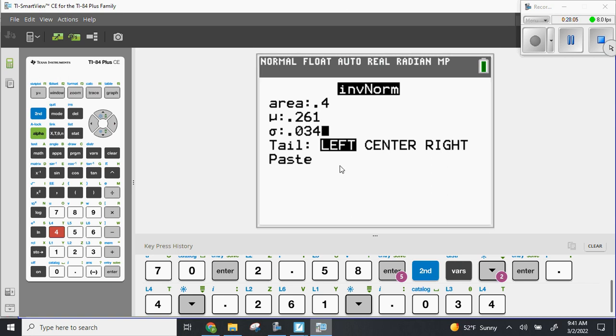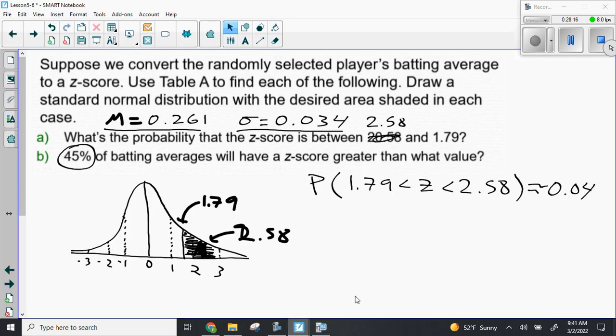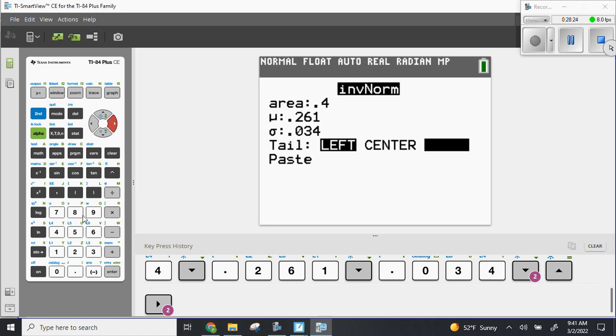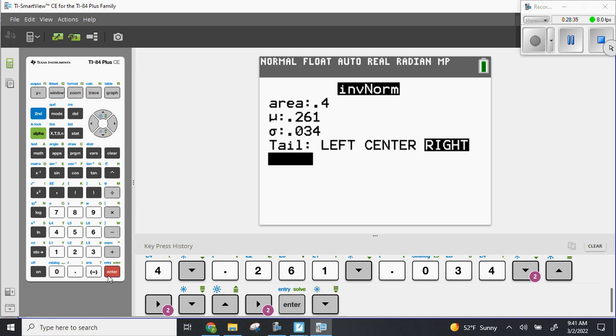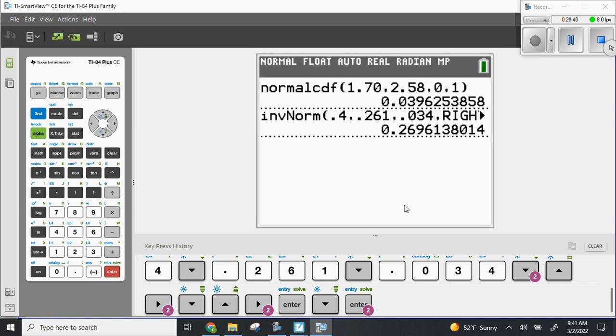We are looking for the area below, so we'll keep it to the left. Is that correct? Was it looking for that? Greater than. Ooh, so we need to do right. So I'll go up and turn this to right. Enter. And that's going to give me 0.270.